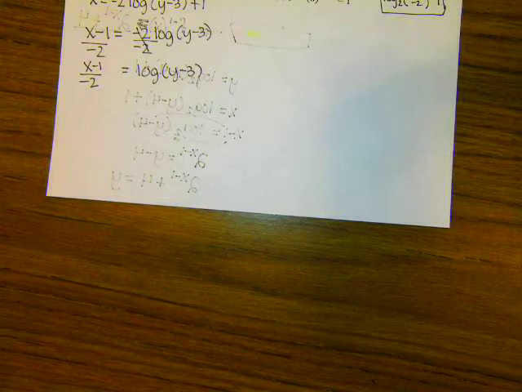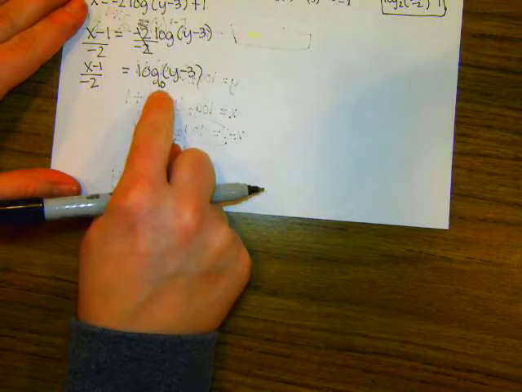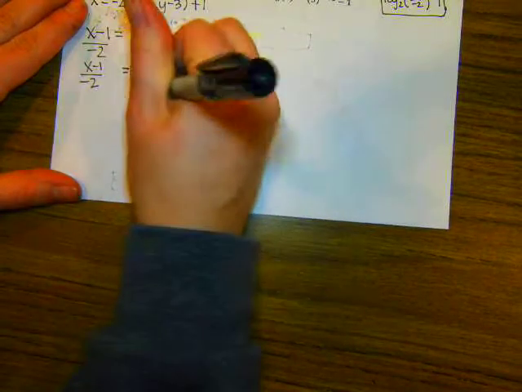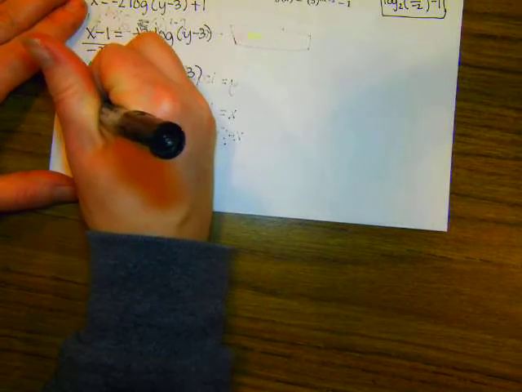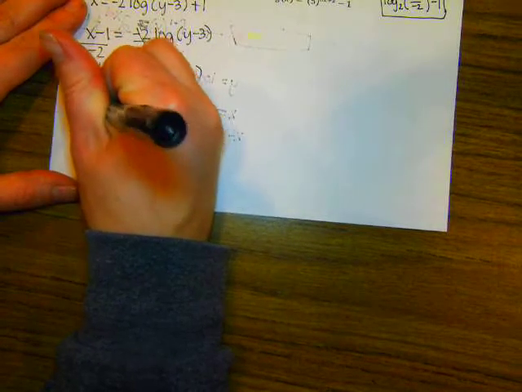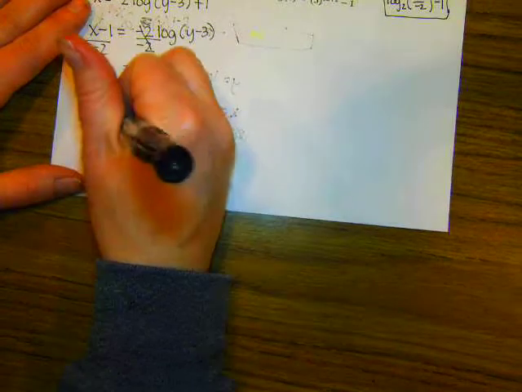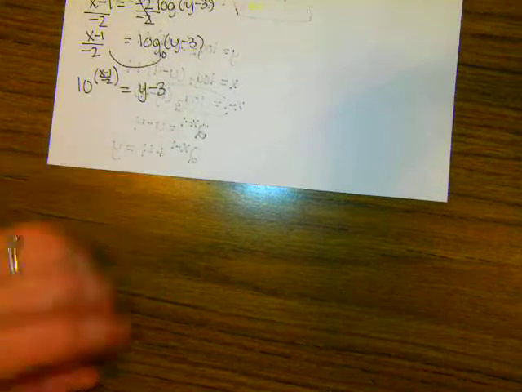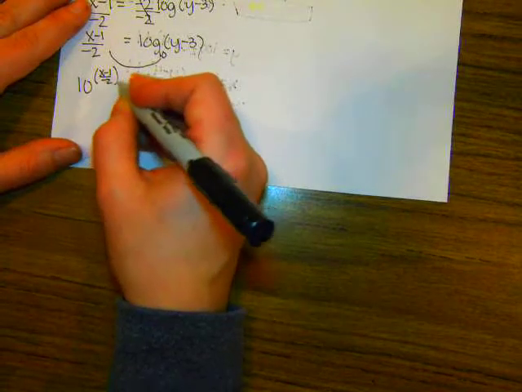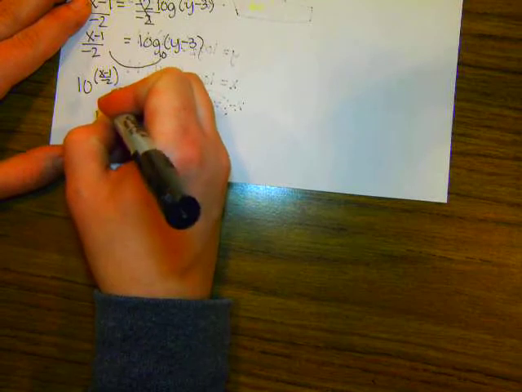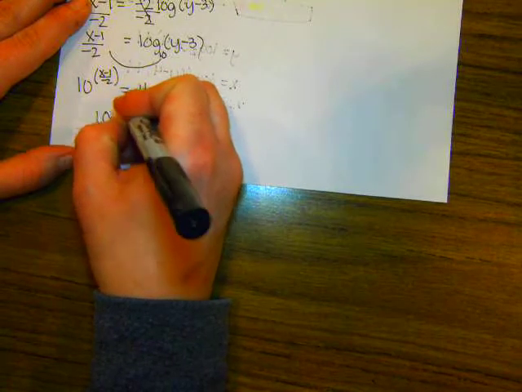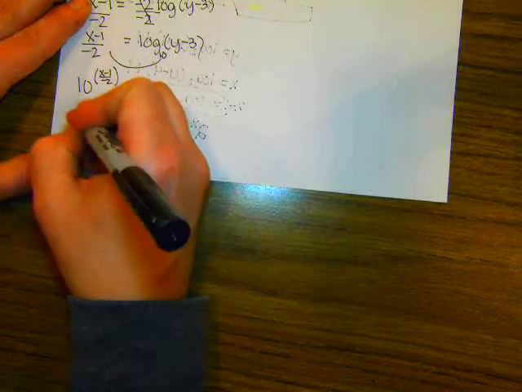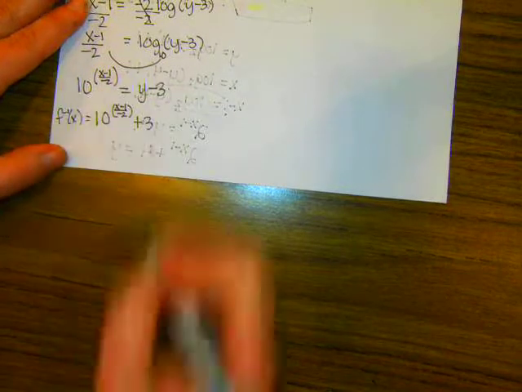Now, this is a common log, so again, they don't put the base of the common log. You have to add it in there. The base of that is 10, and we're going to write it in exponent form. So 10 to that power equals y minus 3. Then from there, you add the 3, but it just kind of goes on the outside. So 10 to that power plus 3. And there's your answer.